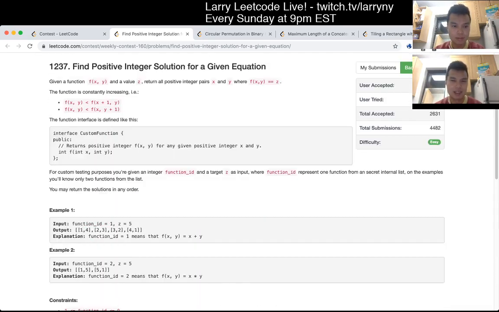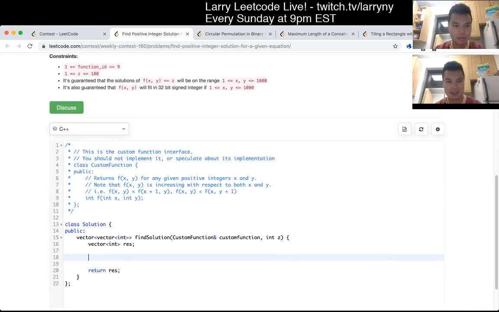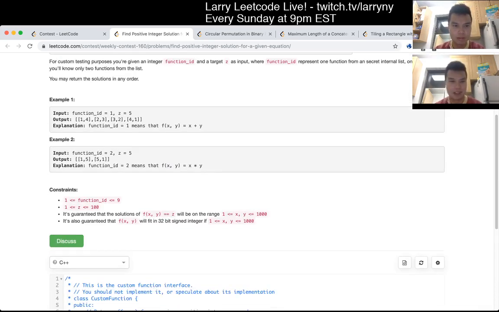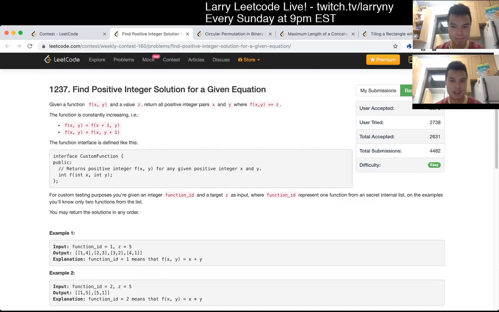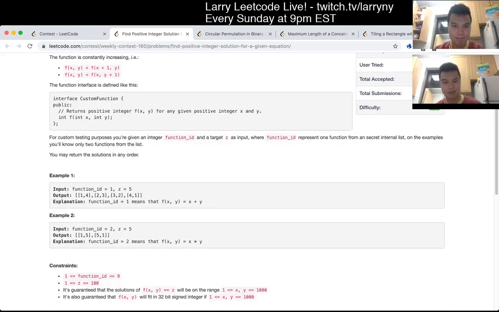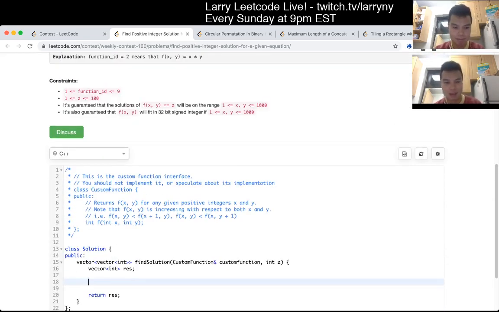So you probably can still do x times y with some kind of binary search type thing so that you cut it down. But I didn't find the x plus y solution to be that complicated. So yeah, it was a weird question.